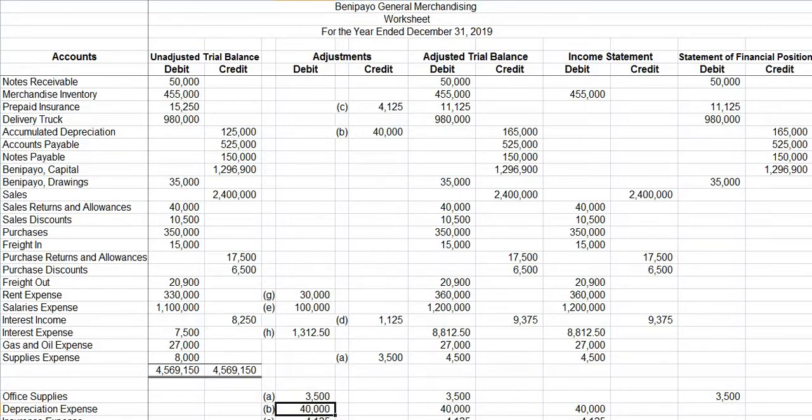Then, place letter B here, because this is part of the second adjusting entry. After that, look for the credited account accumulated depreciation. It's here. So, we just have to write the amount of 40,000 along this row under the credit column of the adjustments. You have to do the same procedures for all the other needed adjusting entries.